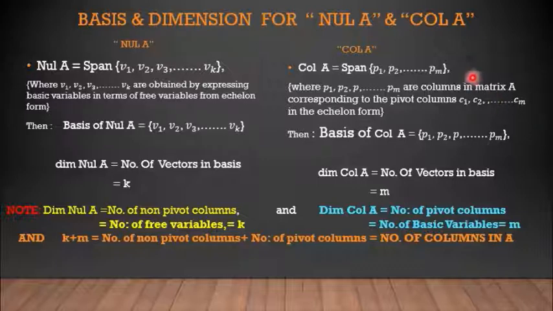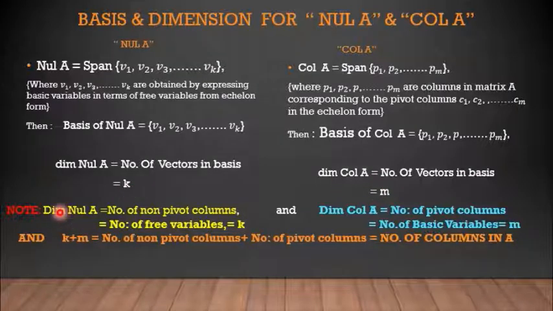What do you mean by that? In the echelon form, if C1, C2 and so on Cm are pivot columns, then their corresponding columns in a given matrix A will be spanning column space A, and that is the basis of column space of A. Because column A is spanned by these vectors, and the dimension of column A is equal to the number of vectors in the basis, that is equal to m.